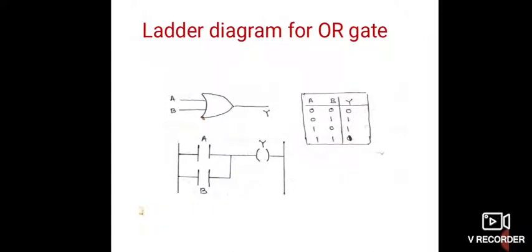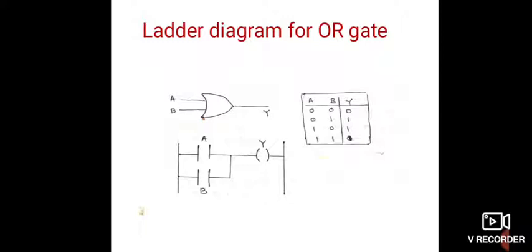Second, the ladder diagram for the OR gate. If any one input is true or high, the output is high. So here both inputs are connected in parallel. If either input A or B is high, the output will be high. The example for this is 2 switches connected in parallel to a single bulb. If any one switch is closed, the bulb will glow.